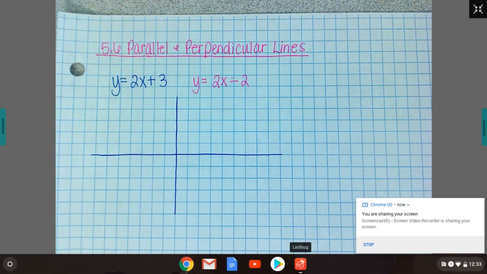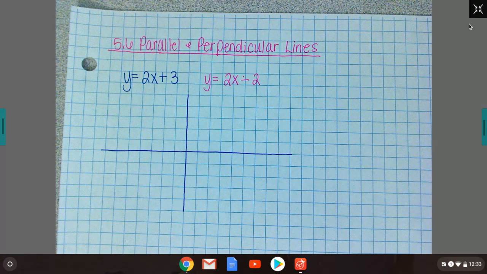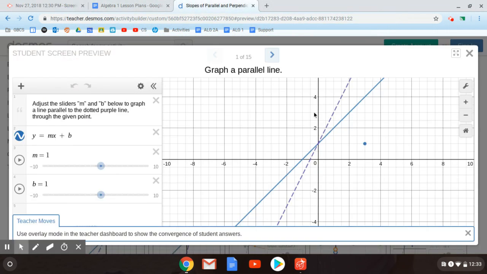We're going to walk through notes on parallel and perpendicular lines, but instead of traditionally walking right into these notes, I want to actually show you an example on a Desmos activity that we did in class first. So let's look at that. Here's an example that it gives us. It says graph a parallel line.